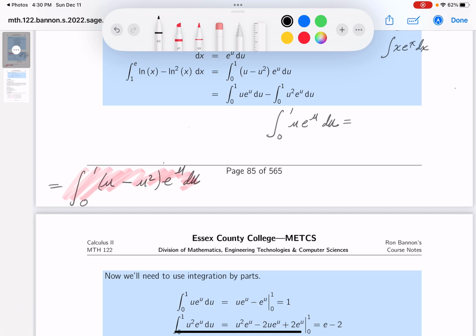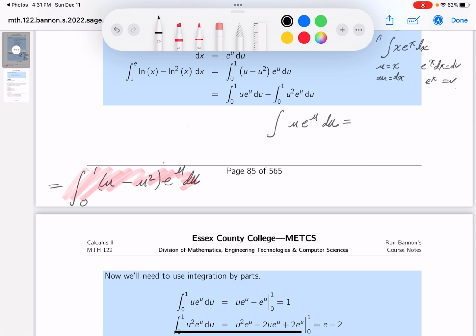And what do you get over there? You get, let's see, u would equal x, du would equal dx, e to the x dx would equal dv, and v would equal e to the x. Well, fairly simple. What are you going to get over there? You know what? I'm going to erase the limits of integration just to tighten this up a little bit.